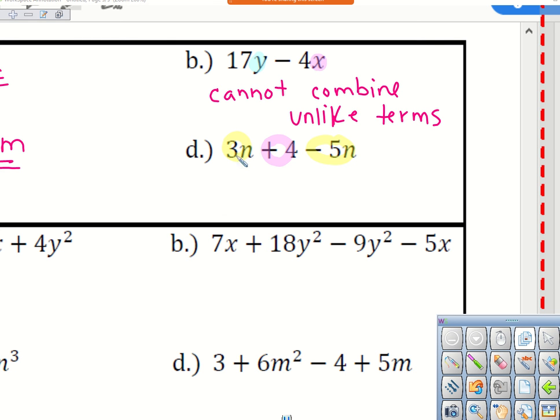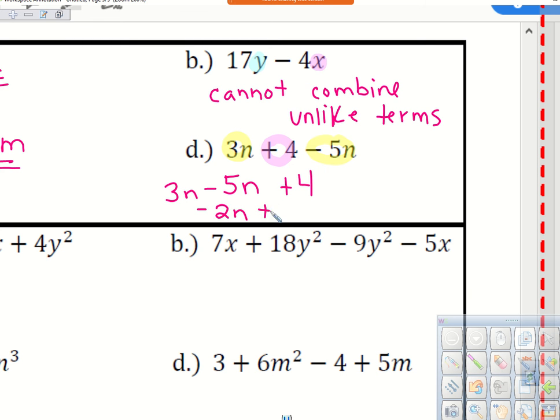I'm actually going to rewrite this. Due to the commutative property, I can change the order. So if I wrote 3n next to the negative 5n, and I did the plus 4 at the bottom, I can combine 3 minus 5, getting me negative 2n plus 4. So you're combining the coefficients. And then remember, this negative goes with the 5. So it's 3 minus 5. The positive goes with the 4. That's tricky.